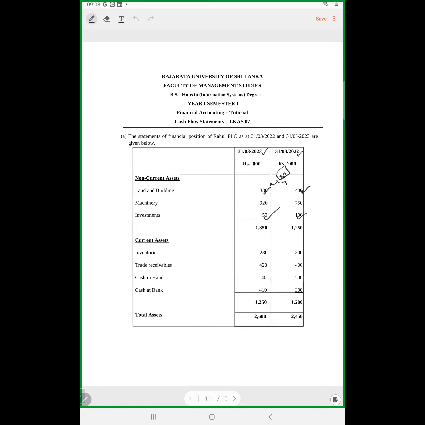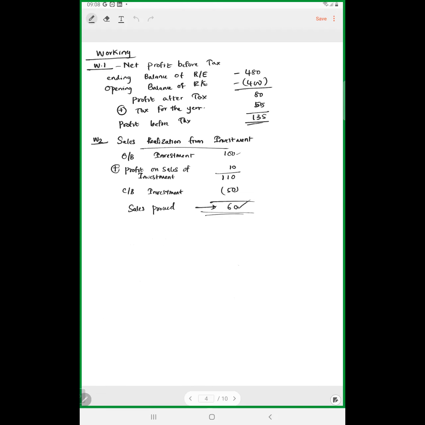Other than that, we need to find out the depreciation as well. But when it comes to the financial position data, right? Opening balance was 750, ending balance was 920. So then how do we find out the depreciation for the particular machinery? There are additions as well. Yeah, so then we have to do the working. Working number 3. Machinery depreciation.